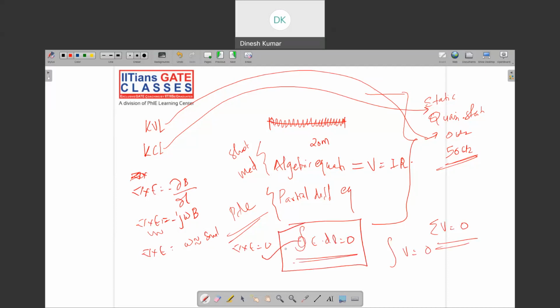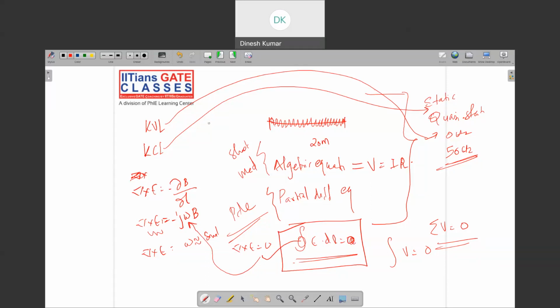So this is valid only when omega is very small. If the frequency of our interest is very small, then we can still use these network theory approximations. But if our frequency is very large, then j omega B is prominent, and this is not exactly 0, so we will get some other terms here. So the integral of E dot dl will not be exactly 0.